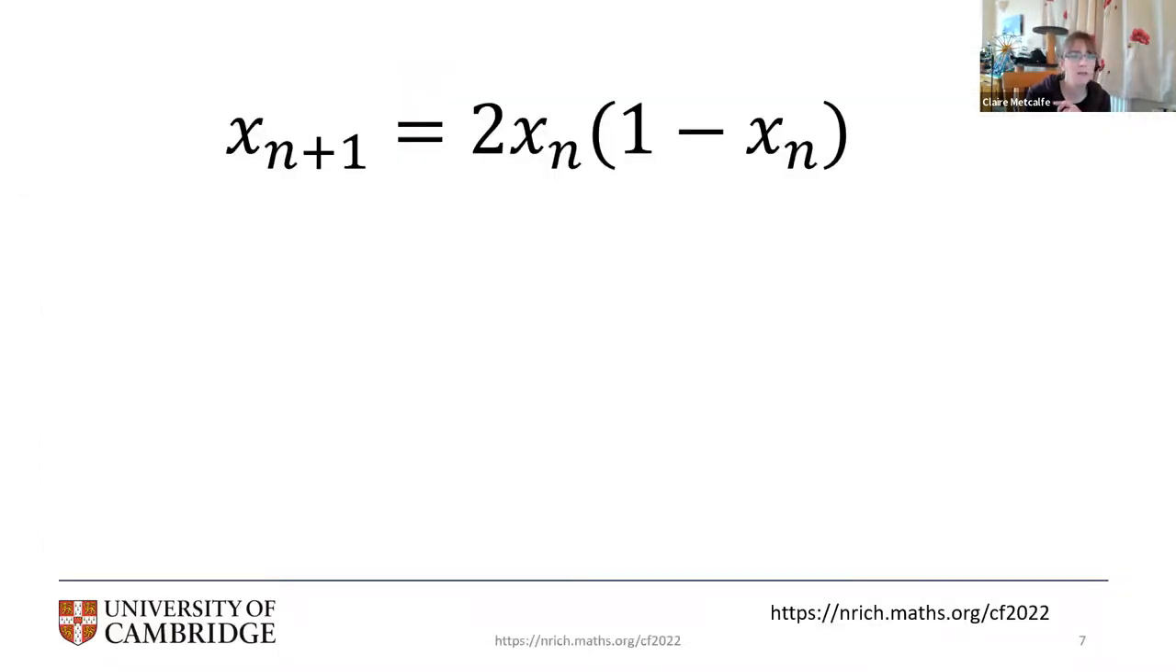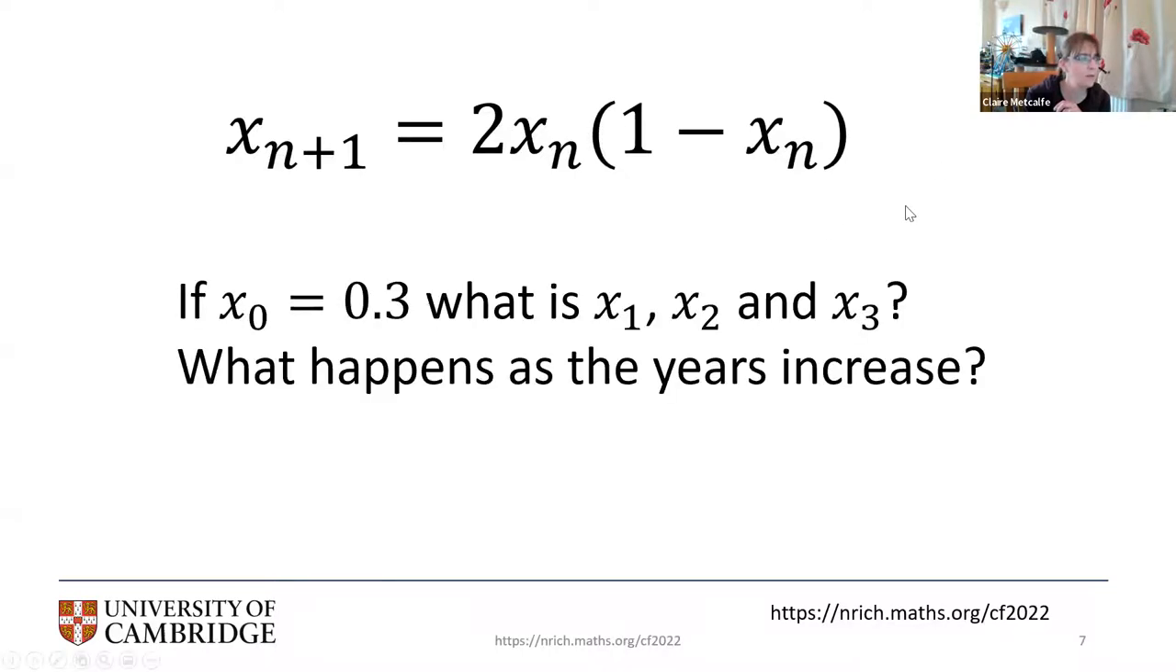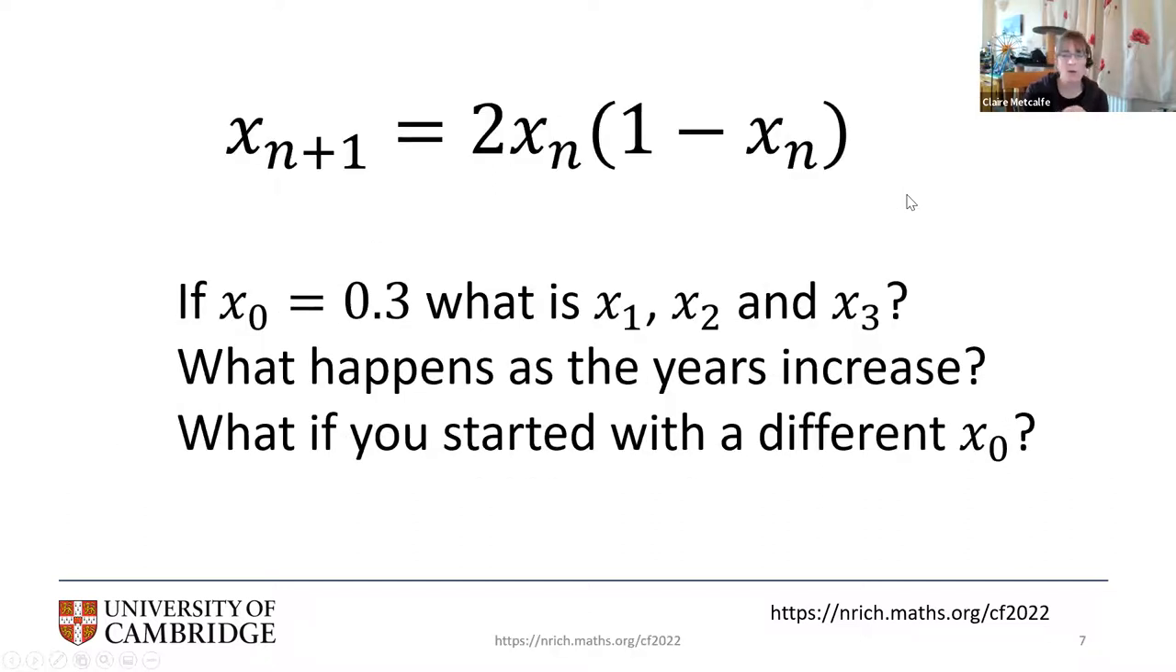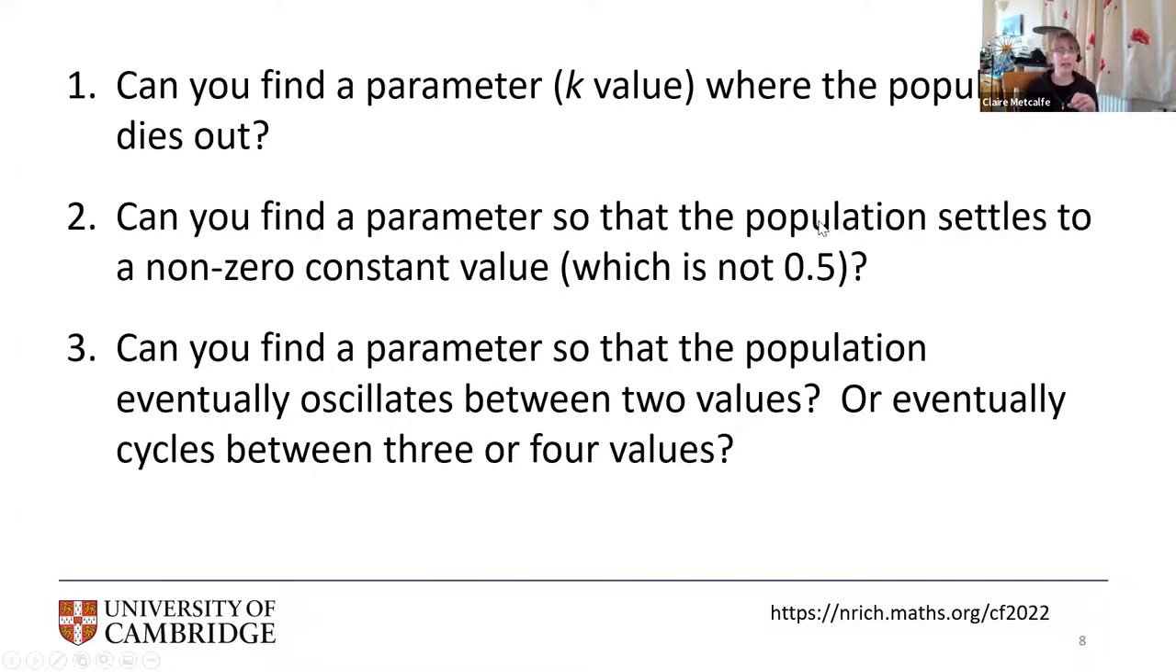Okay, so we've looked at the case when k equals 2. I think we've done all that, actually. There are a couple of questions I'd like you to think about when using the GeoGebra page. First, can you find a parameter, a k value, where the population always dies out? When k equals 2, the population always ends up at 0.5. Can you find one where, whatever you do for your initial a, the population always goes extinct? The second question is, can you find a parameter so that the population settles down to a constant value, but it's not 0.5? For example, can you find a k value where the population settles down to about 0.4?